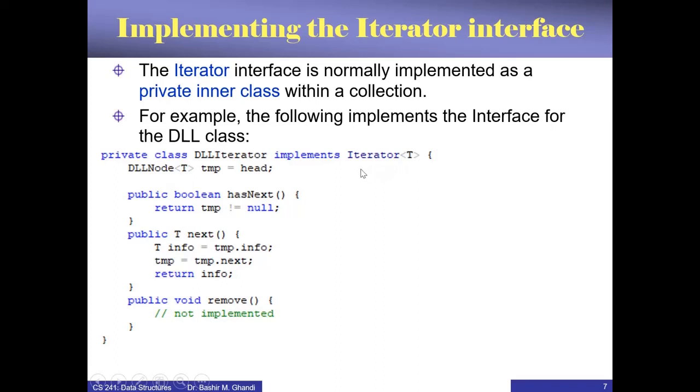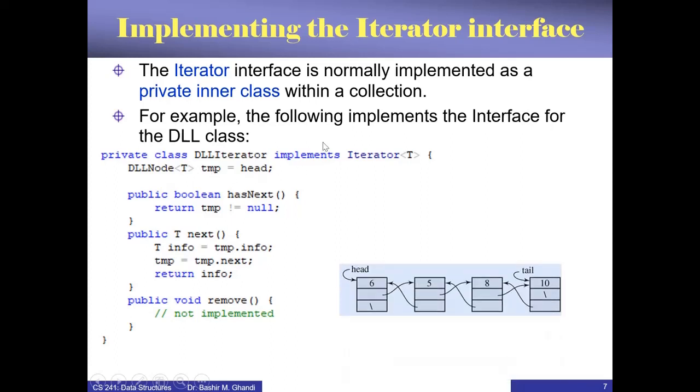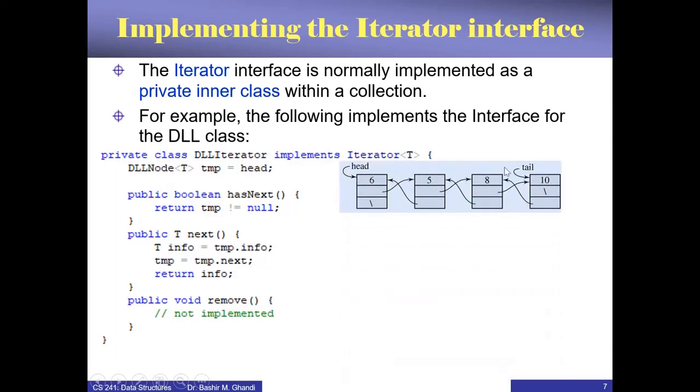Now remember the idea of the iterator. At the beginning, it should be pointing to the first node in the list or in the collection. Therefore, we have a variable here, temp, which we have initialized to head. The moment you create an object of this iterator, the DLL iterator, it will have a temp variable pointing to head, exactly as you can see in this diagram. So once you create a DLL iterator object, it will have temp pointing to head. Okay, good.